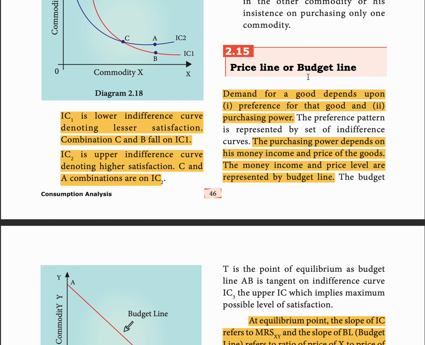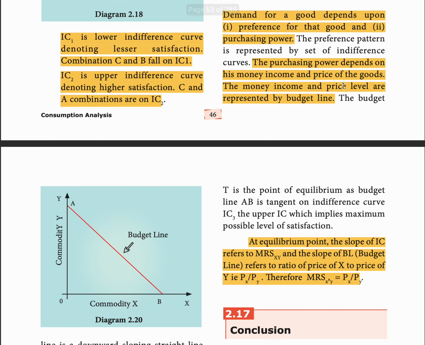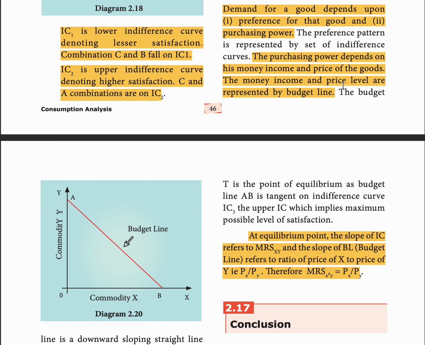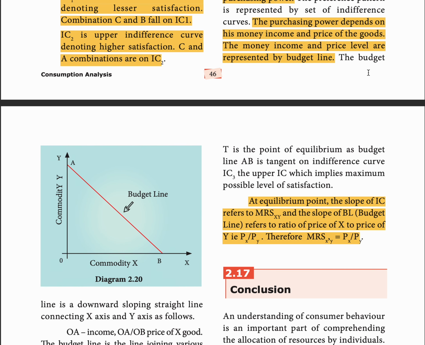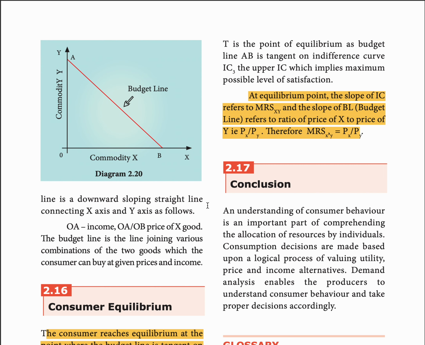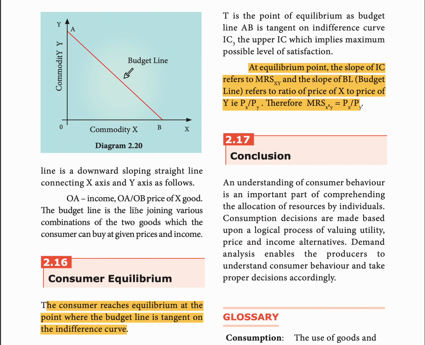The demand for a good depends upon preference for that good and purchasing power. The purchasing power depends on the consumer's money income and the price of the good. The money income and price level are represented by the budget line. So the budget line is a downward sloping straight line connecting the X axis and Y axis. Here OA refers to income, and OB is the price of X good, right?